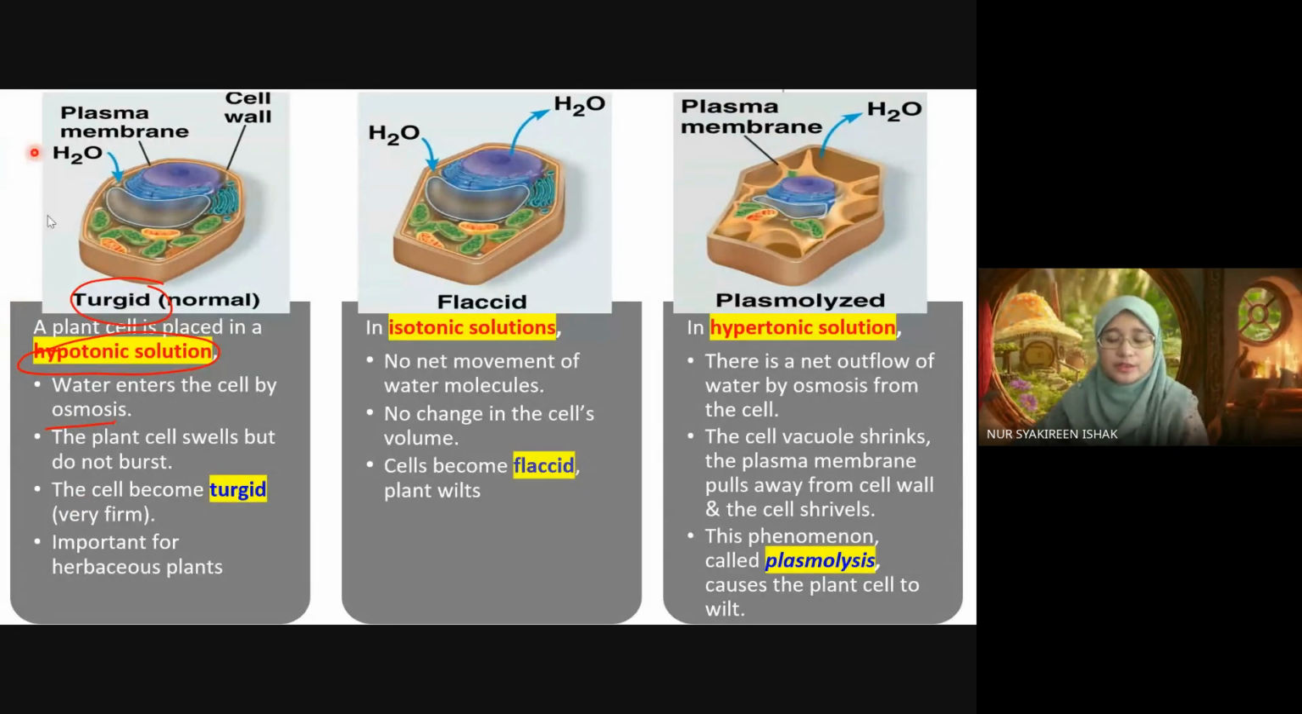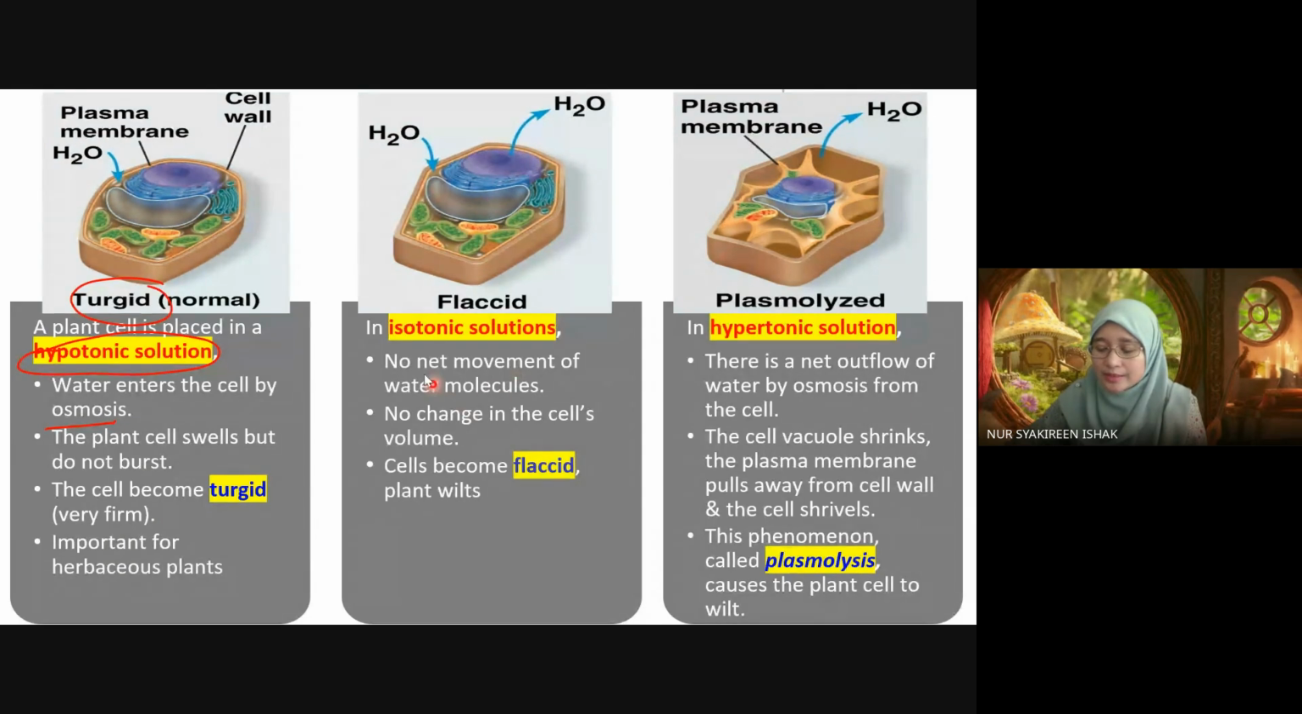Okay, so let's continue. So plant cell, when it is immersed in hypotonic solution, causes water to enter by the process of osmosis, but the plant cell will not burst because it has a cell wall, causing the plant to be turgid, very firm. Okay, so this is very important for plants such as herbaceous plants.